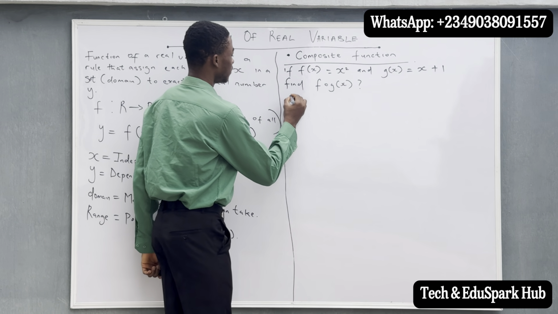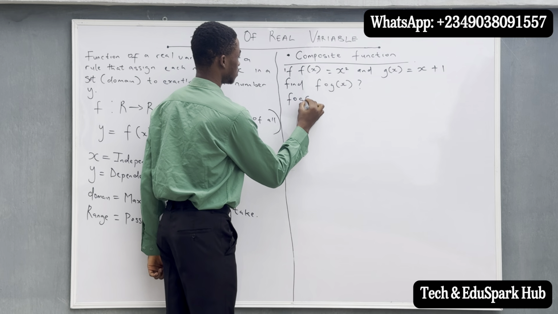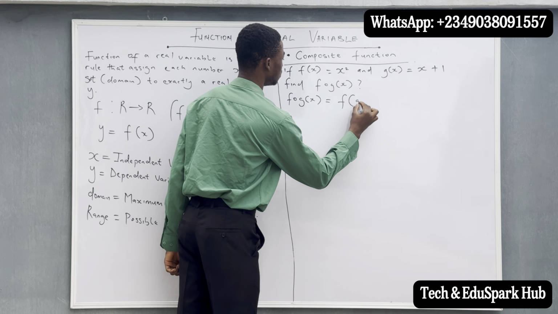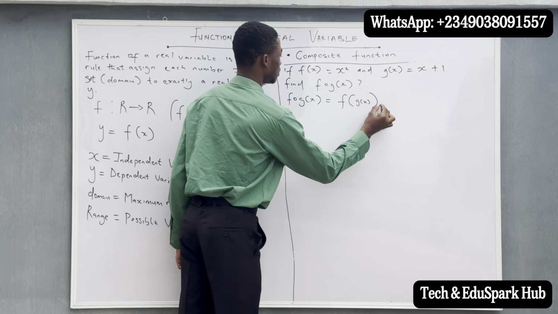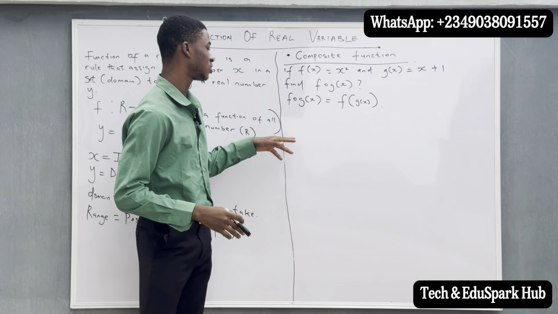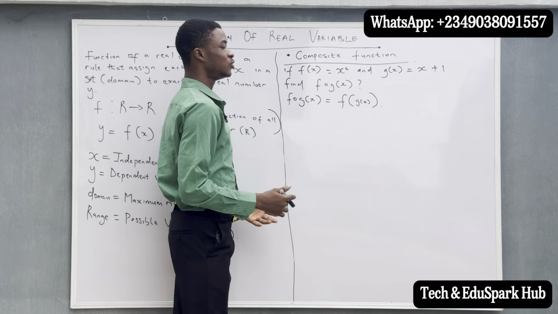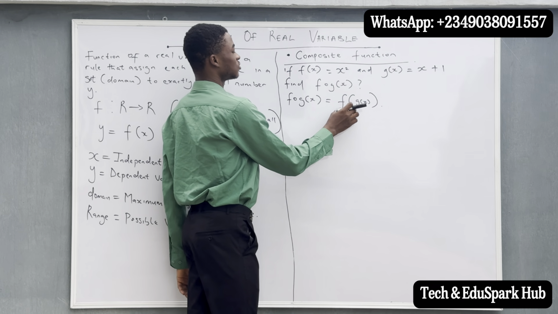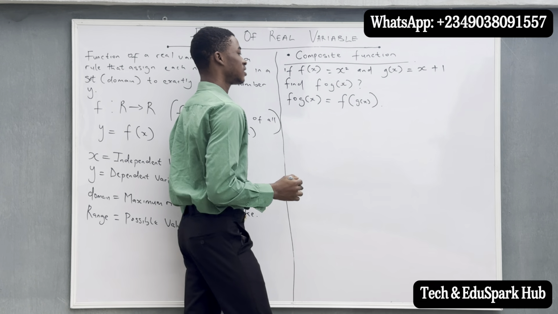So this f of g of x, we can rewrite it as f open bracket g of x. This way it is better for simplicity, so we can visualize what we are doing, because if we solve it the other way, you won't really understand what is going on behind the scene. So that is why you can rewrite it as f open bracket g of x.